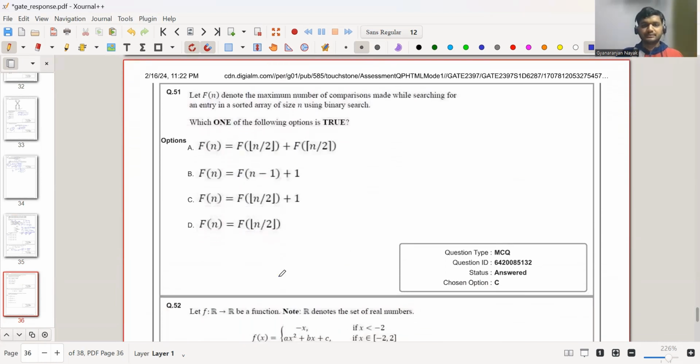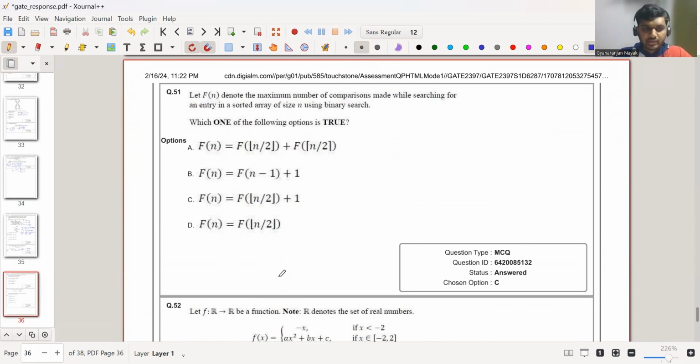So 51. Let Fn denote the maximum number of comparisons made while searching for an entry in a sorted array of size n using binary search. Which one of the following is true? In binary search, at each step you compare the target element with the middle element of the array. Based on the comparison result, you recursively search either the left or the right half of the array. Okay, you know everything about binary search.